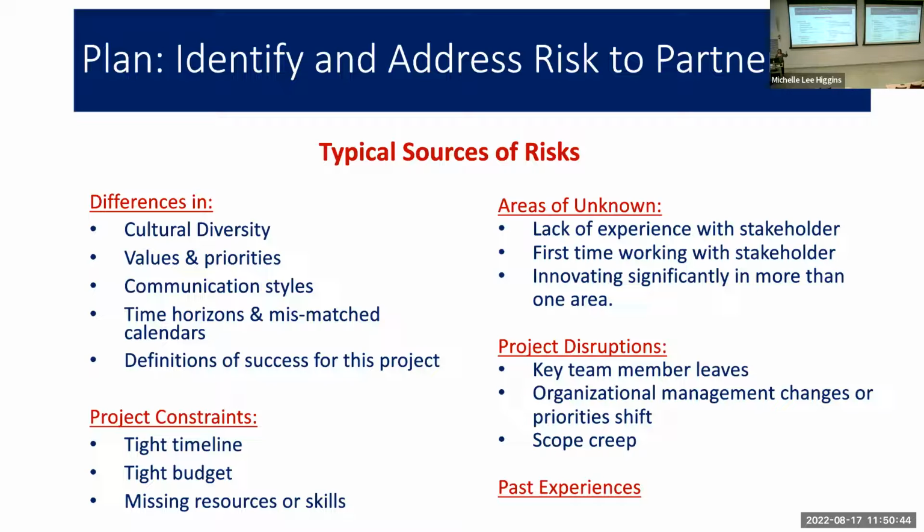Research timelines are different in different units. Have you taken that into account? And definitions of success. Project constraints are often sources of risk, especially time and budget. Areas of unknown. Have we worked with this particular stakeholder or group before?